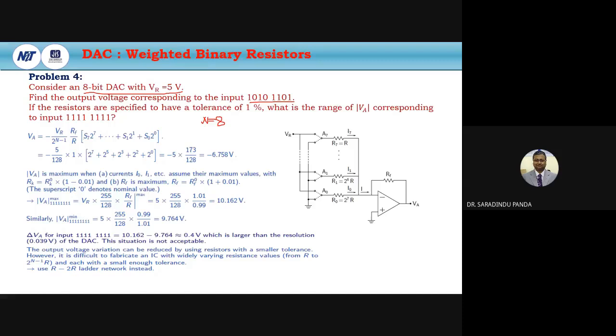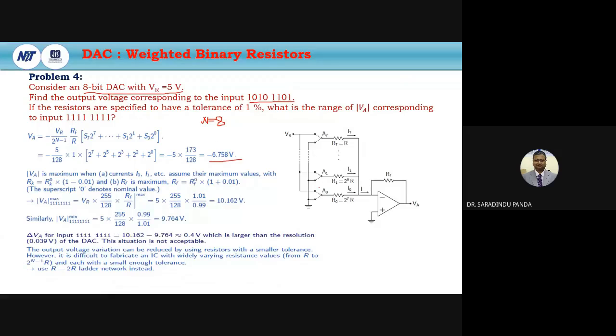So put here. Then we will get only 0, 2, 3, 5 and 7. And this is the VR by 2 to the power of n minus 1, that means 2 to the power of 7, so that is 128. RF by R should be 1. So then we will get this voltage.